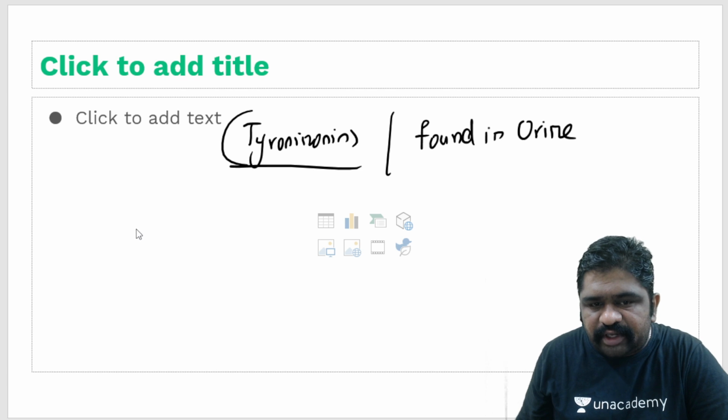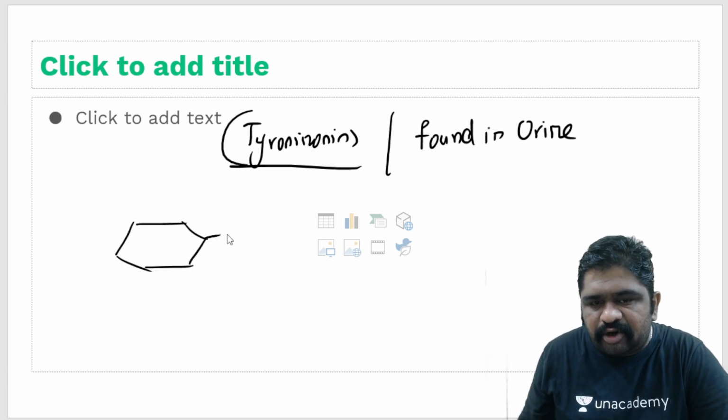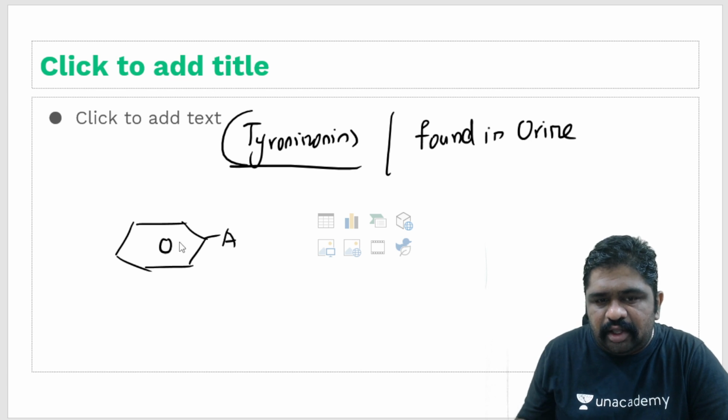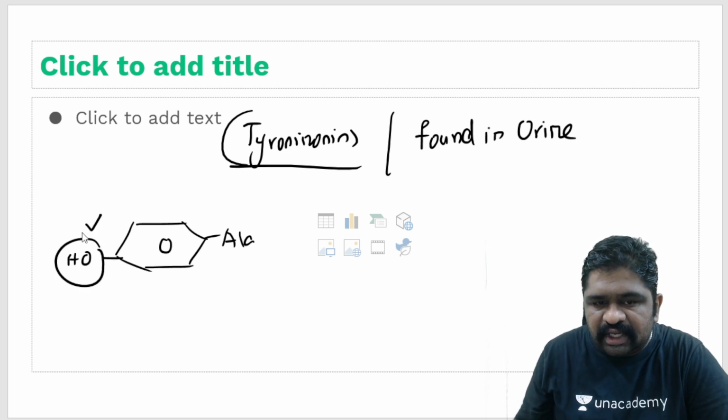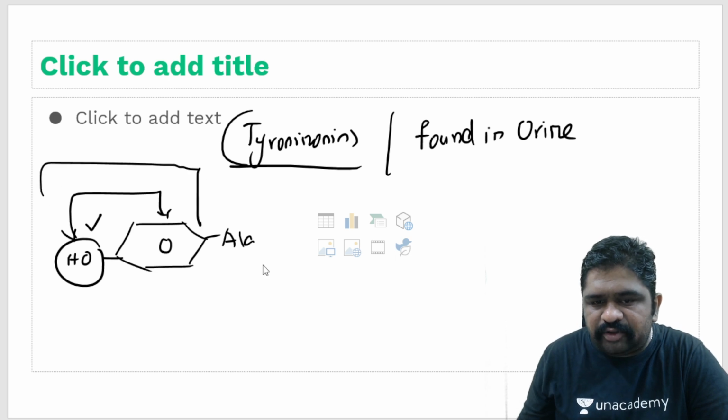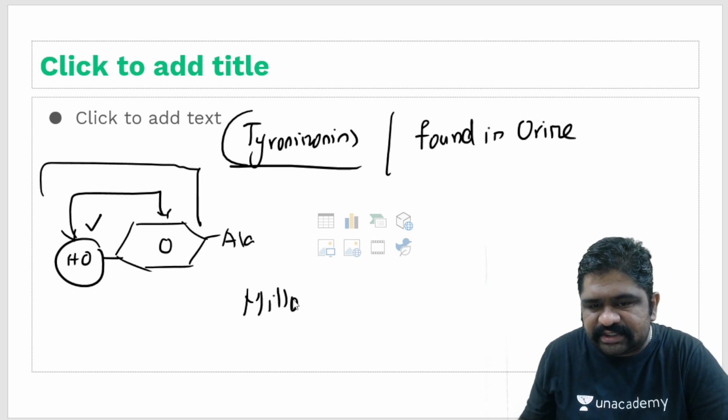What is the beauty of tyrosine here? You have tyrosine, which is actually hydroxylated phenylalanine. You have phenylalanine. On the other side, if I bring an OH group, the presence of this OH and this whole group called phenol, the whole area will react to the test called Millon's test.